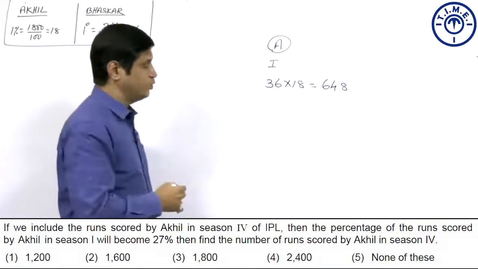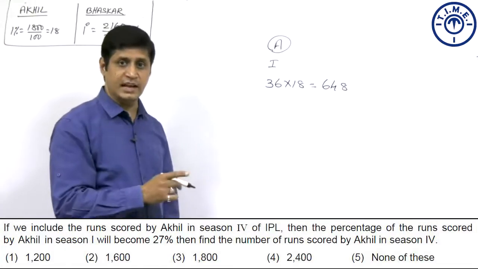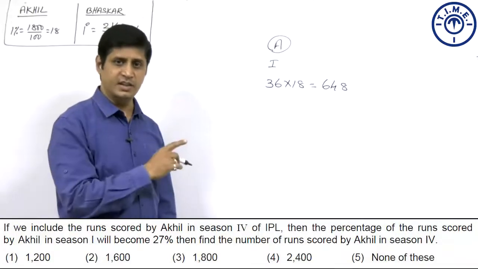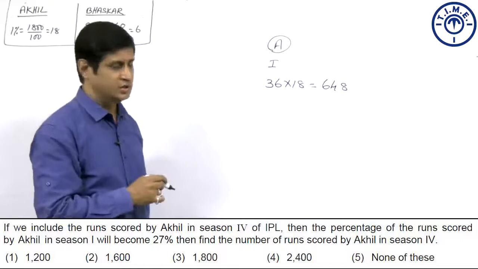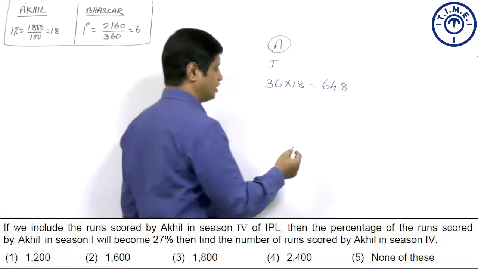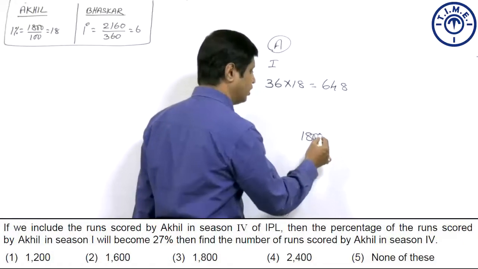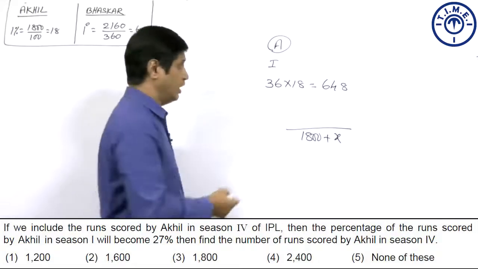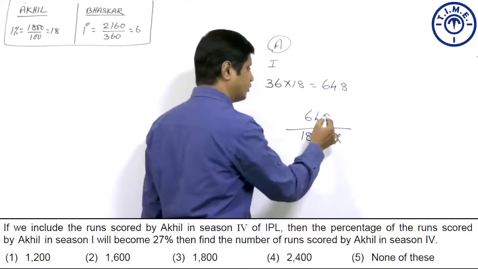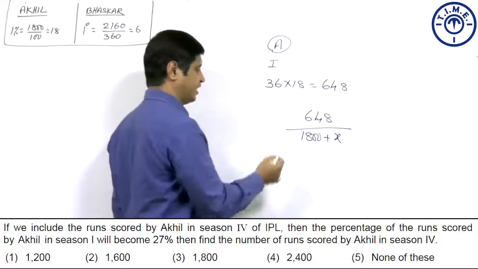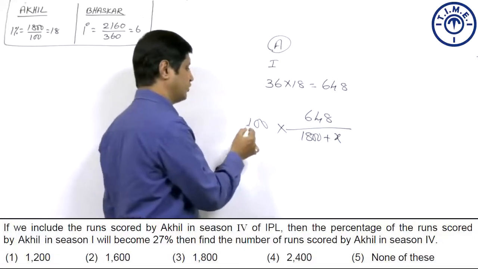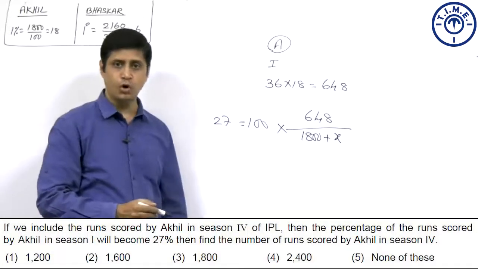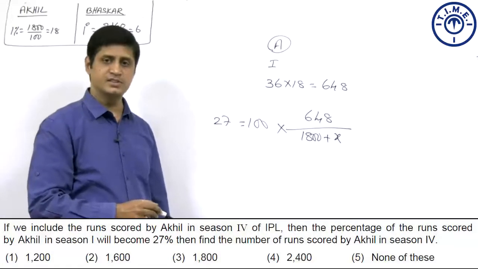Now this value 648 is calculated upon the total, which means all the 3 seasons plus the 4th season score. The 3 season score is 1800, and the 4th season I don't know, so I am assuming the value as x. The 648 calculated upon 1800 plus x is given as 27%. So what is the score of Akhil in season 4?